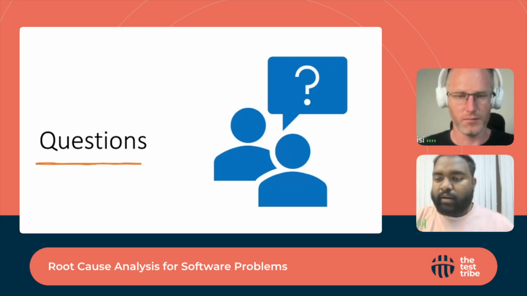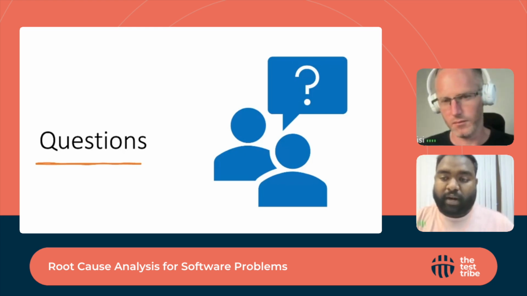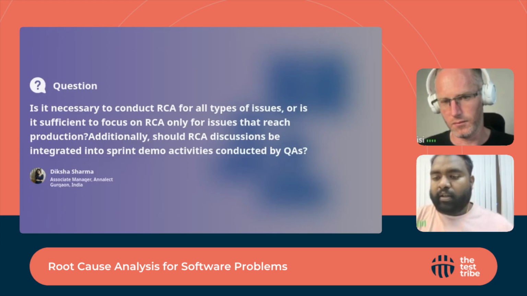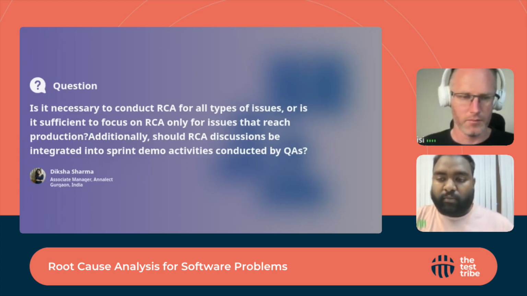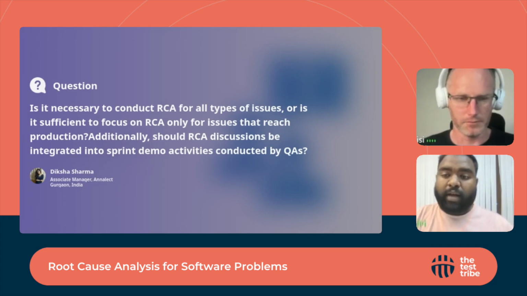Is it necessary to conduct RCA for all types of issue, or is it sufficient to focus on RCA only for the issues that reach production? Additionally, should RCA discussions be integrated into sprint demo activities conducted by QAs? And if yes, how to build RCA process as a part of your team?